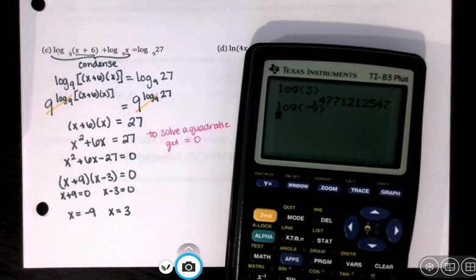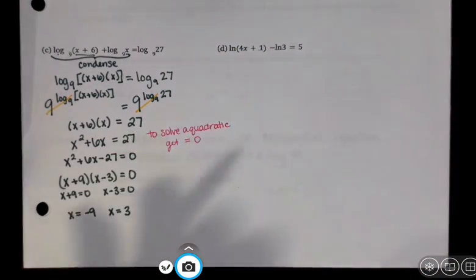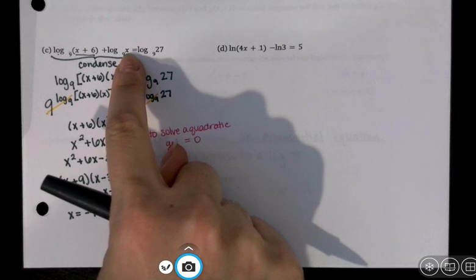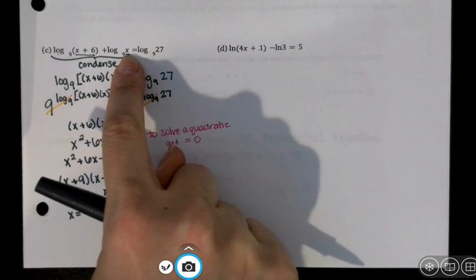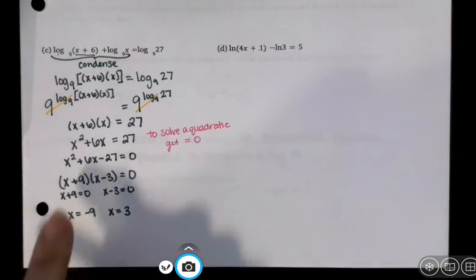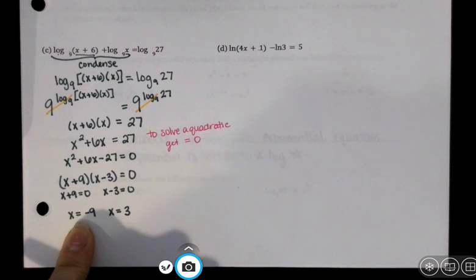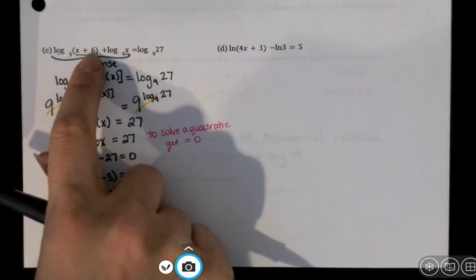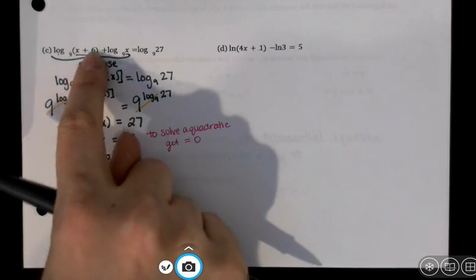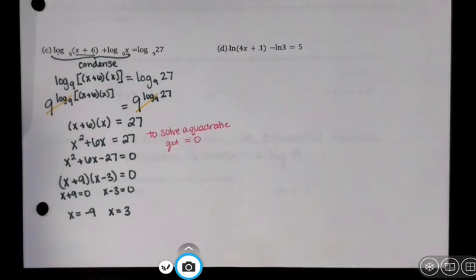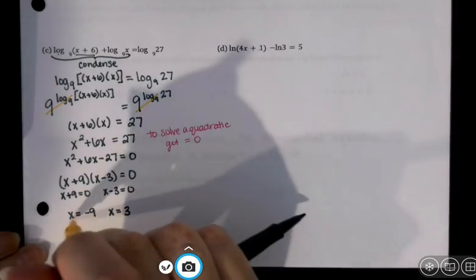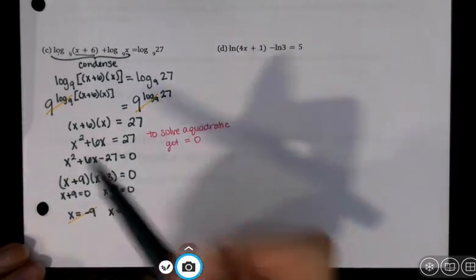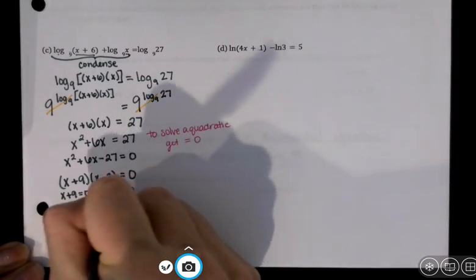It is undefined. And so because we would actually plug in a negative number here, negative 9 cannot be an answer. Negative 9 here, well, if we did negative 9 plus 6, that would be negative 3. That would still be negative. So we're going to cross off negative 9. And our final answer is x equals 3.